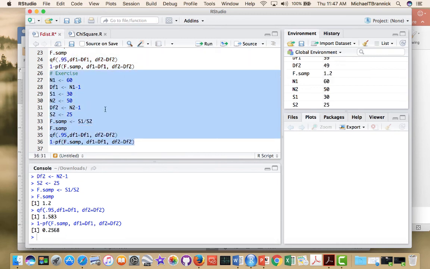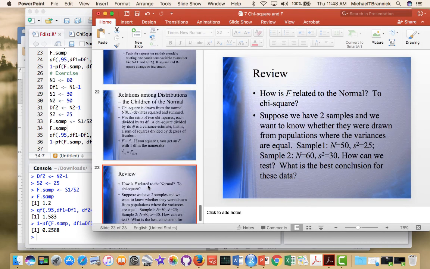All right, I've got group 1 has 60 people. Degrees of freedom for 1 is 60 minus 1. Variance is 30. For group 2, I got 50 people, 49, 25. Obtained F is variance 1 over variance 2. Yep, 1.2. Okay, so the F value at 0.95, degrees of freedom 1, degrees of freedom 2, that value is 1.58. Well, 1.2 isn't bigger than 1.58, so it's not going to be significant. If I compute the p-value here, it's 0.25, which is bigger than 0.05, so I don't have a significant difference.